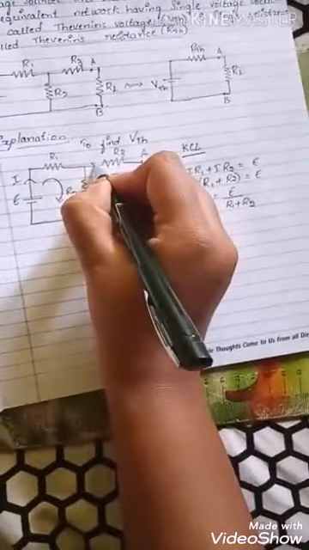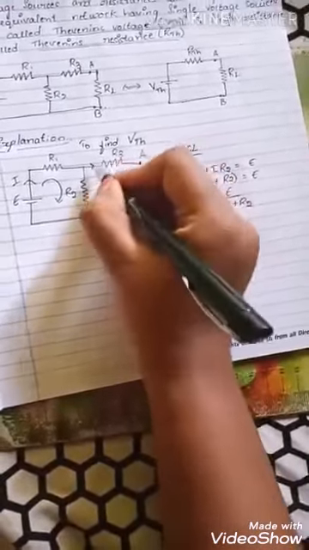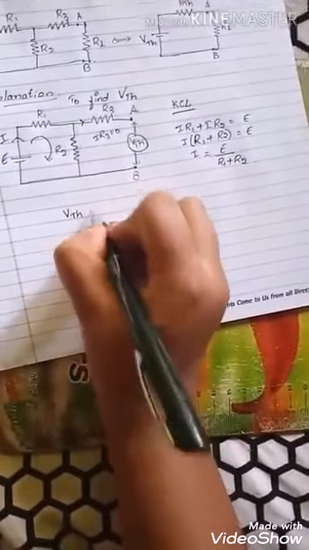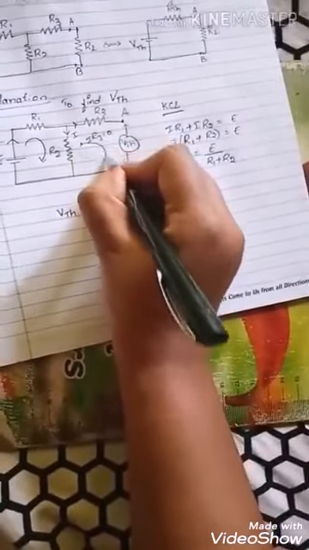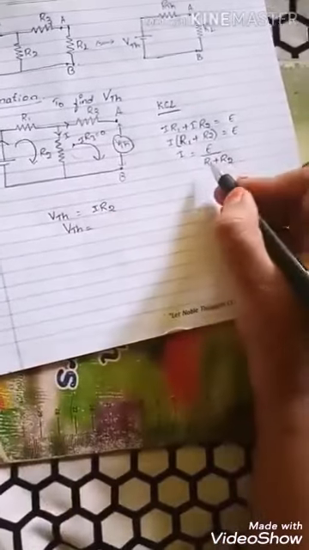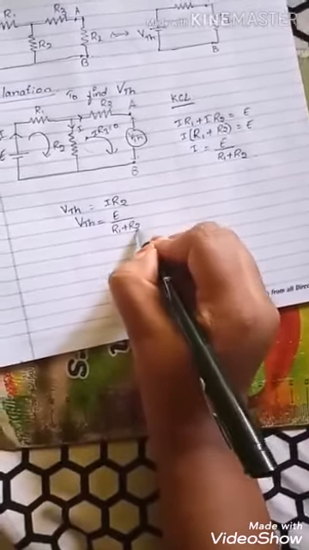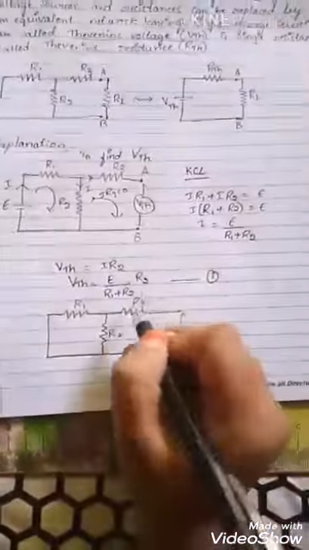Now coming to the second loop, the current is 0 because there is no further movement of the current. So IR3 equals 0. Here we get VTH equal to IR2, because only the current flows through R2. So in this junction, it may be in this direction or this direction, IR2 equals VTH. So VTH equals I, whose value we know is E by R1 plus R2. So E divided by R1 plus R2, into R2. This is the Thevenin's voltage.